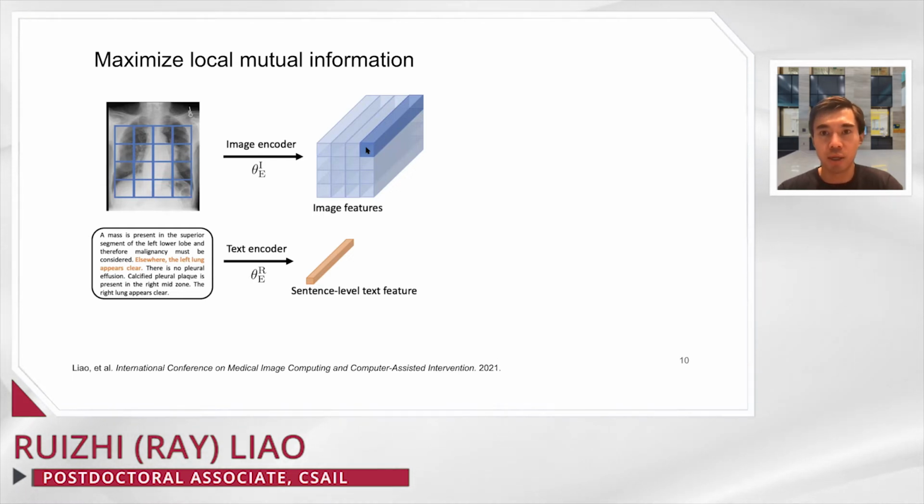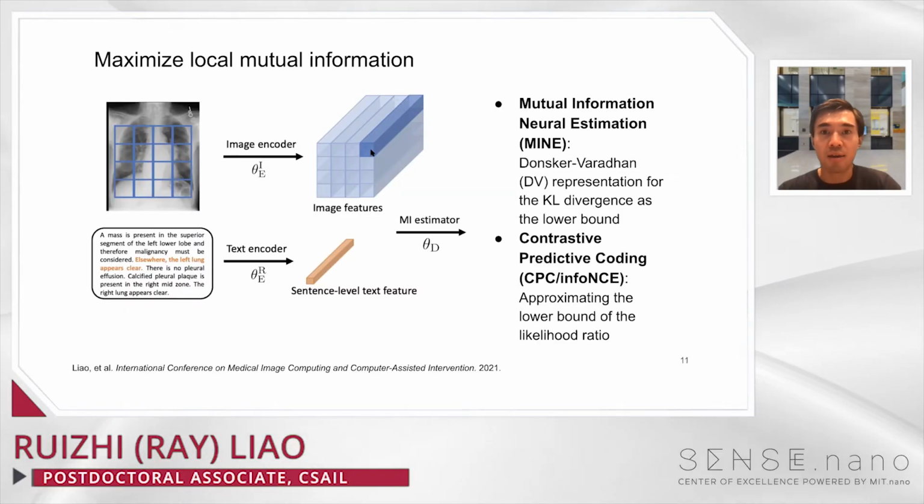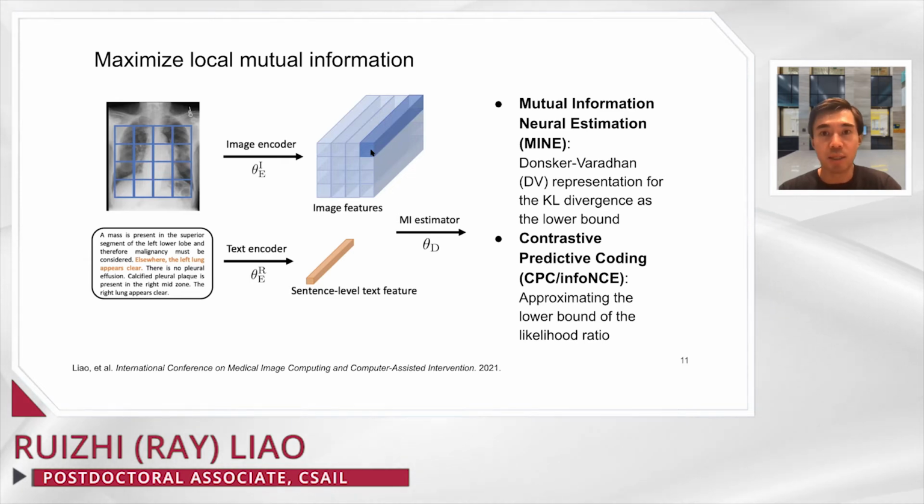Here's how it works. We first encode an image into a batch of local image features and encode a sentence-level text feature. The image encoder is a residual neural network parameterized by theta EI, and the text encoder is a BERT model parameterized by theta ER. Then we apply a mutual information estimator to estimate the mutual information between the batch of image features and the sentence-level feature. We experimented with two popular estimators, MINE and CPC.